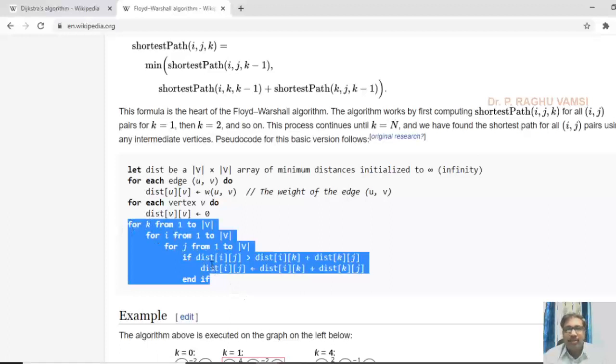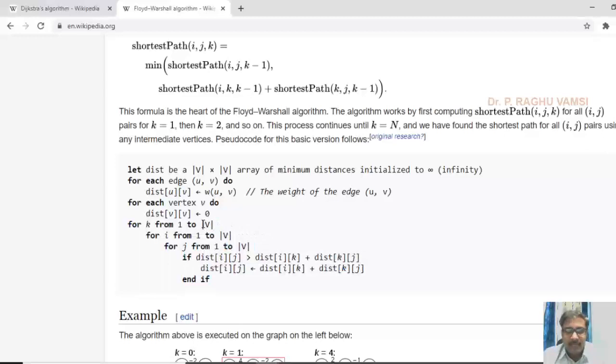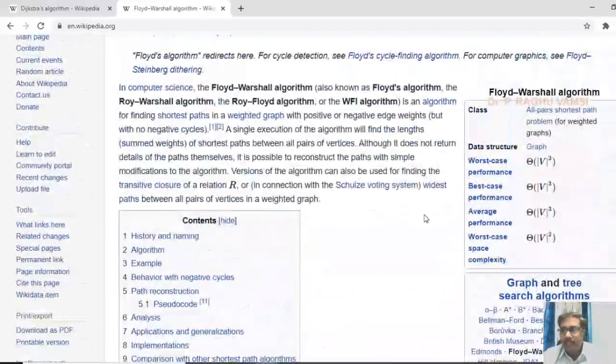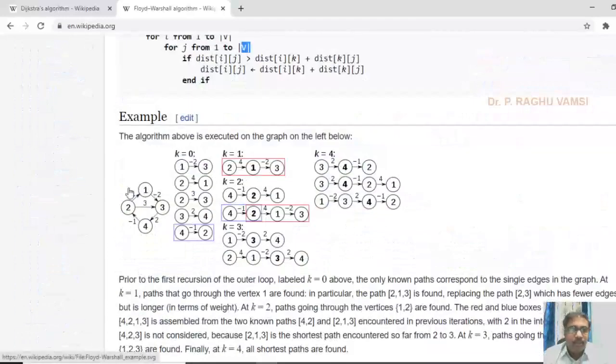Whenever you use 3 for loops of the same length, the number of vertices, then obviously the time complexity will become order of v square. Okay, sorry, v cube. This is the worst case, best case, and average case. In all these 3 cases, the time complexity is order of v cube. So this is how the program will execute.